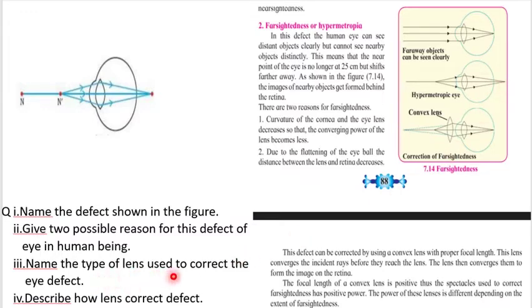Now, which type of lens is used to correct this defect? Here, a convex lens is used to correct this defect. How does the lens correct the defect? The convex lens first converges the rays of light before they fall on the eye lens, and the eye lens again converges the incident rays and the image falls on the retina. Here, the focal length of a convex lens is positive. Thus, the spectacles used to correct this defect have positive power.